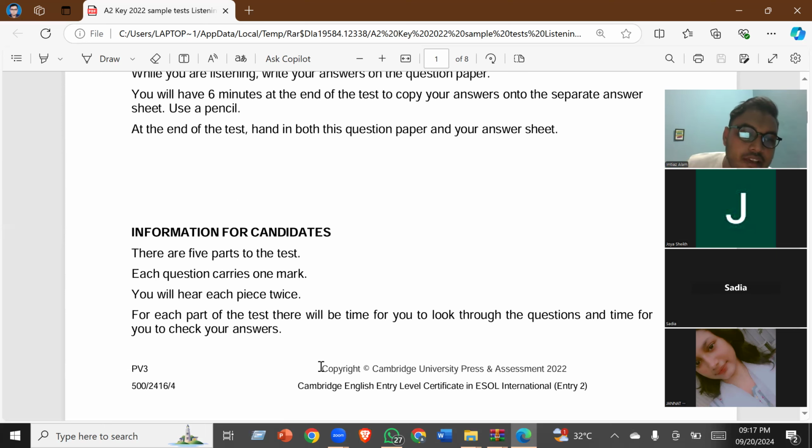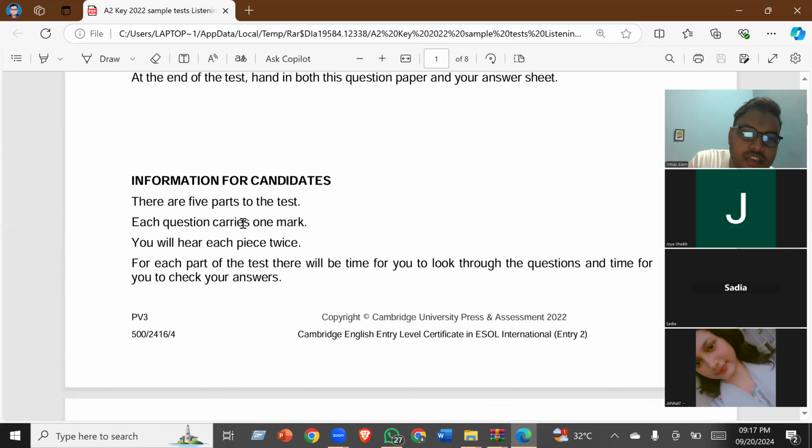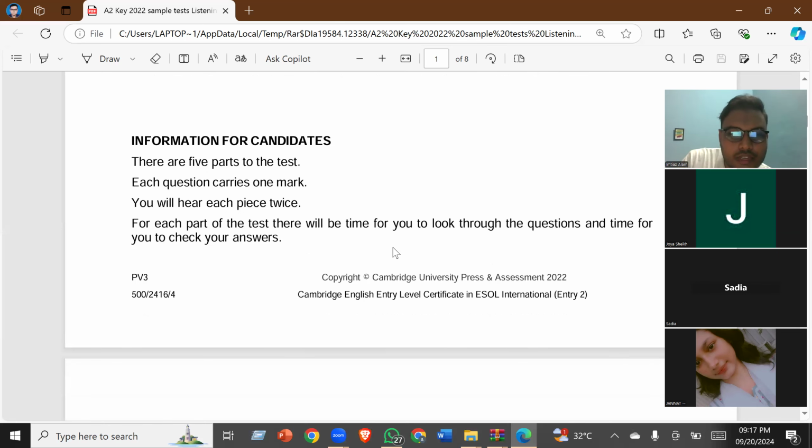Now, the first thing is there are 5 parts to the test. So basically, your test will be divided into 5 listening parts. Each question carries 1 mark. That means every question will be worth 1 mark. You will hear each piece twice. That is important. Each question will be repeated twice. And then for each part of the test, there will be time for you to look through the questions and time for you to check your answers.